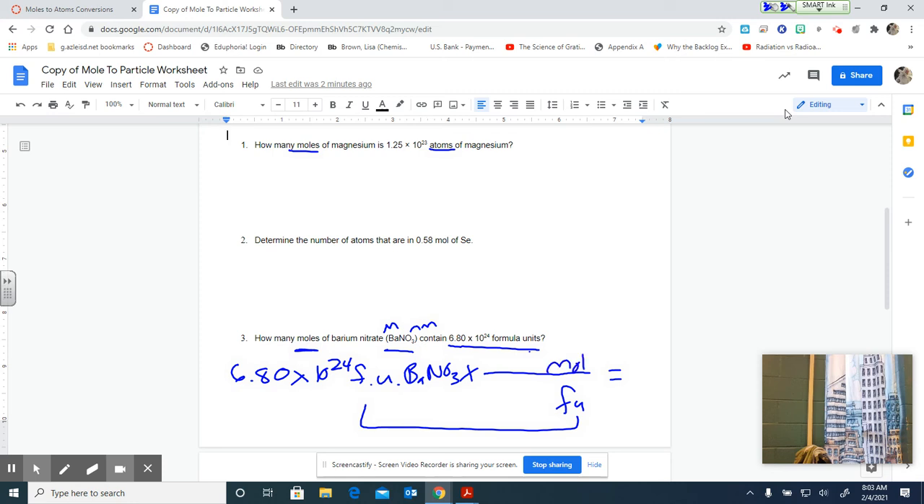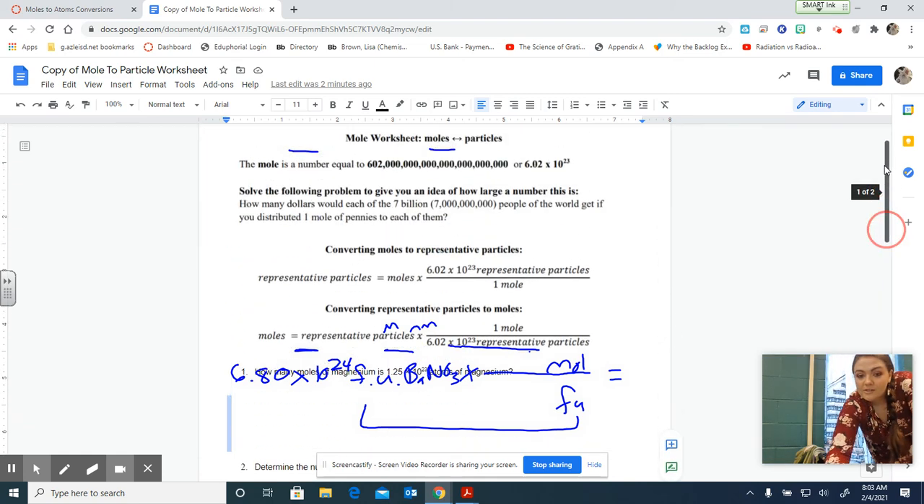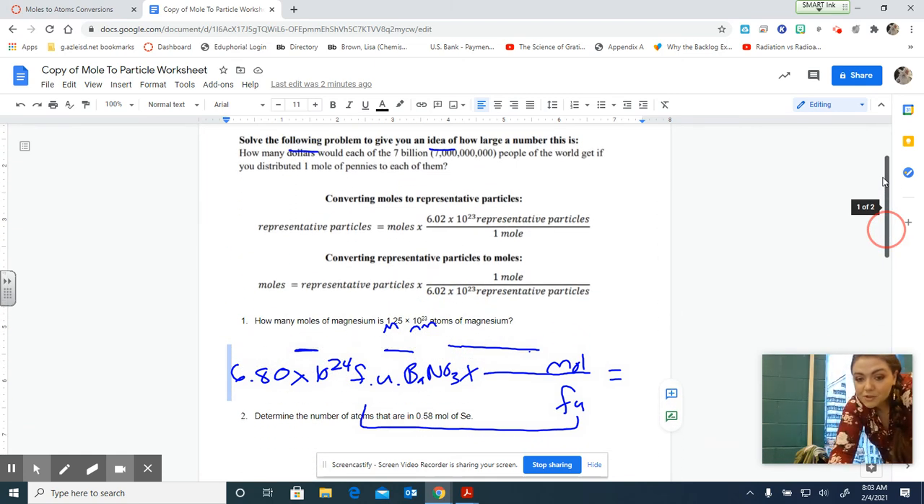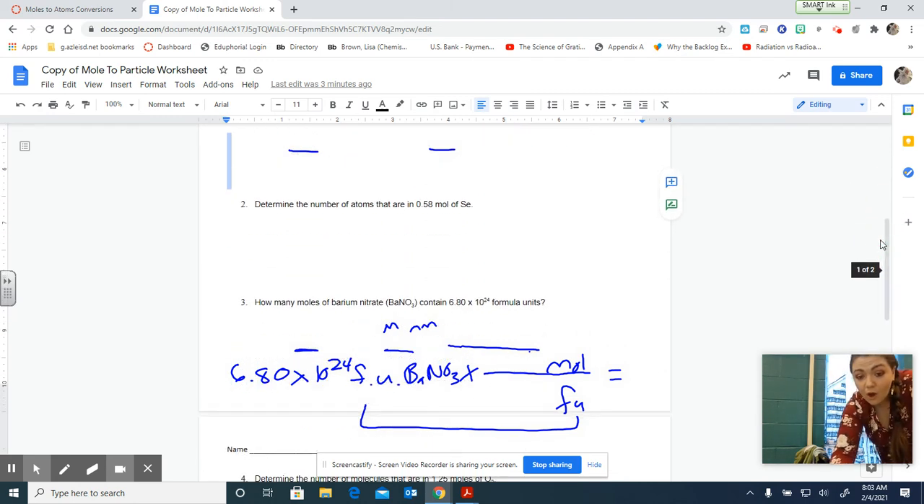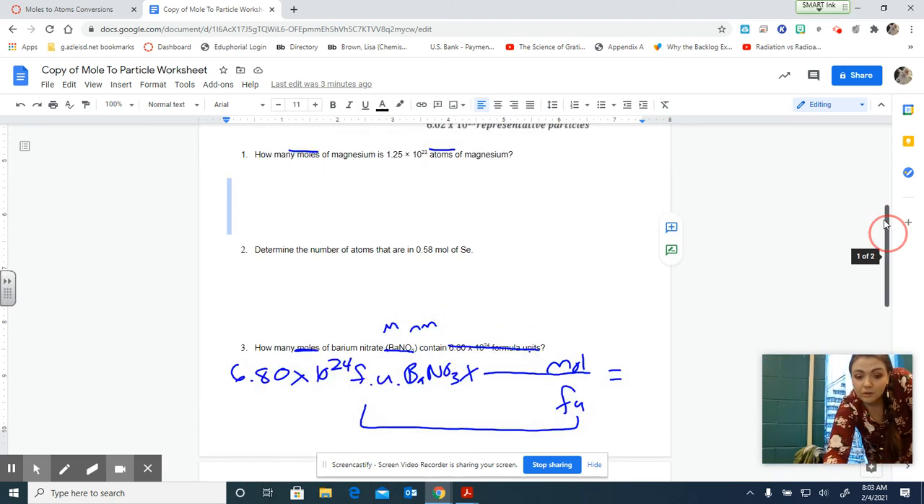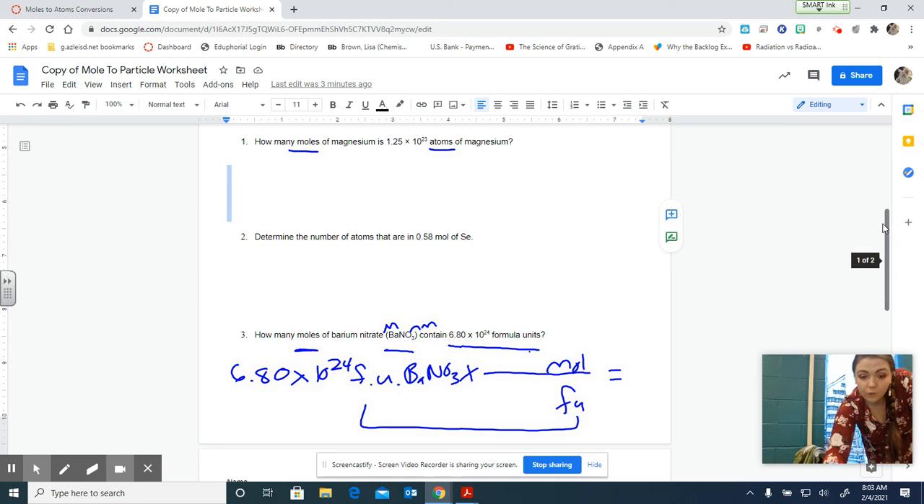Now what numbers go with this? If you scroll back up on this little handy-dandy worksheet, it's not letting me. You will see that you have two options here, but what number always goes with mole? In both options, 1 goes with mole, always. And the number that goes with particles, doesn't matter if it's formula units, atoms, or molecules, is 6.02 times 10 to the 23rd, because that's just how many particles are in a mole. That is the conversion factor. Let's scroll this back to the right. There we go.